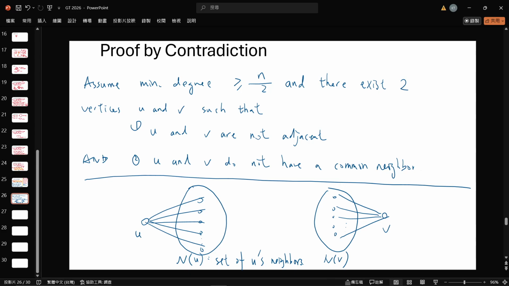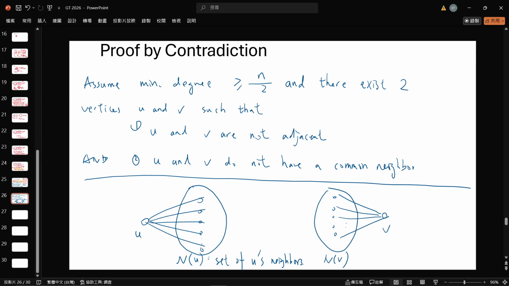So why? You're going to see that the number of vertices for the graph, even if it's just some part of the graph, is still greater than n. And recall that n is the number of vertices for the whole graph. So that's impossible. But why? Because the minimum degree is more than n/2, so n_u plus n_v is already n, and plus u and v. Exactly.